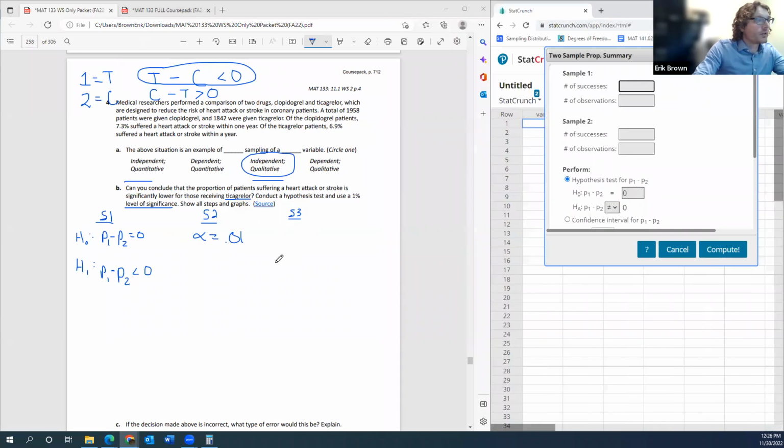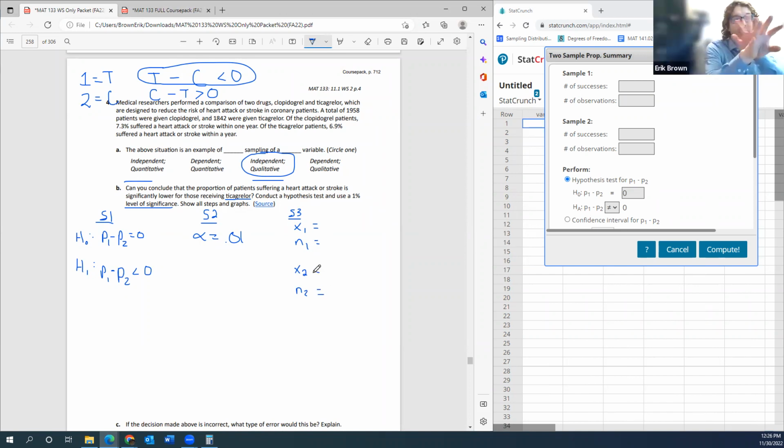So we need the number of successes for the T drug and the number of observations for the T drug. And then we need the number of successes for the C drug and the number of observations for the C drug. That's what we have to type into StatCrunch.